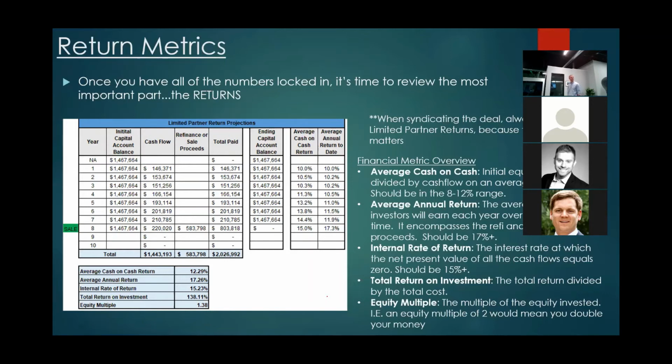So a few of the metrics to look at: average cash on cash return. This is an average over the entire hold period, which is going to be your initial equity investment divided by cash flow on an average yearly basis.